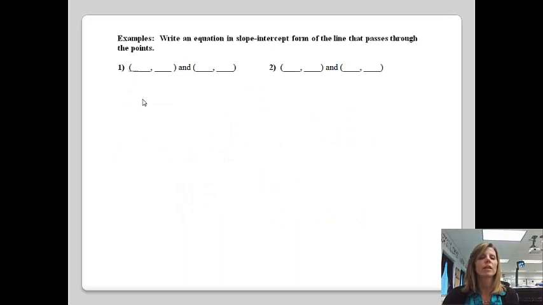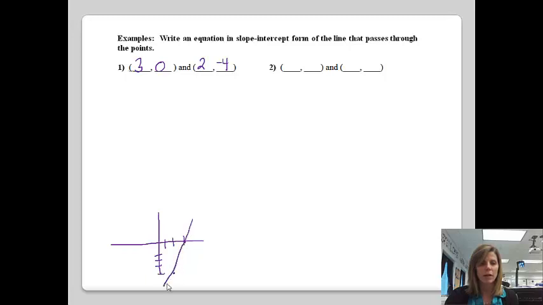Let's write an equation in slope-intercept form of the line that passes through the points. This first one's going to pass through the points 3, 0, and 2, negative 4. The first thing I'm going to do on this problem, although it does not ask me to, is graph it just so you get an idea of what we're looking for. So 3, 0 means go to the right 3 and stay put, and then 2, negative 4 means go to the right 2, and then down 4. Okay, so we're going to go ahead and draw it.